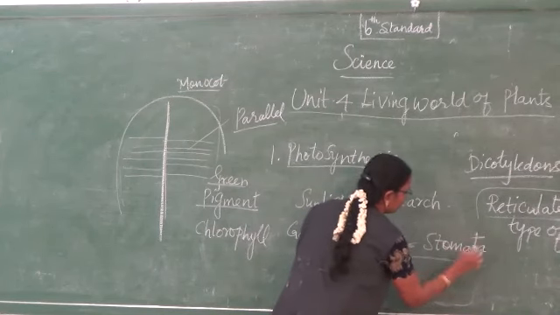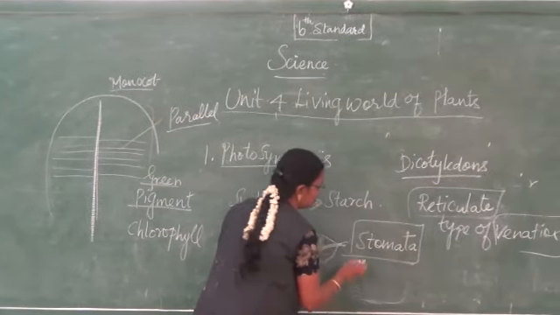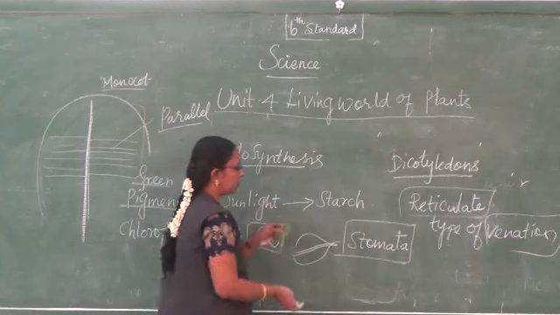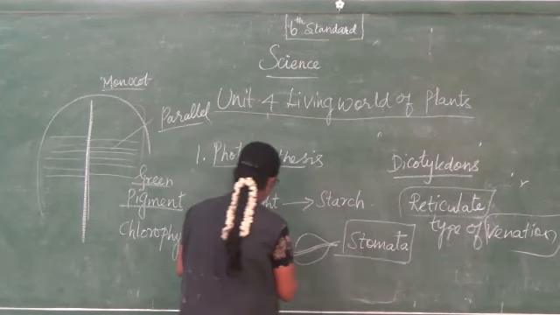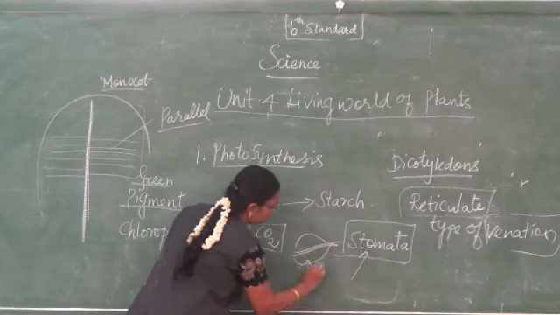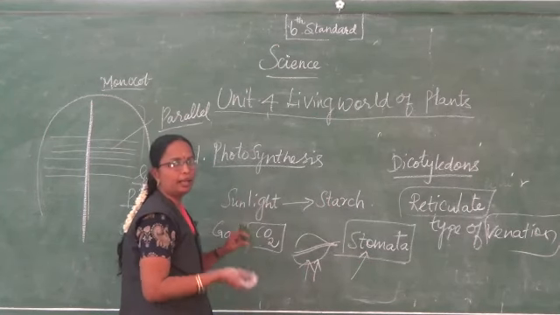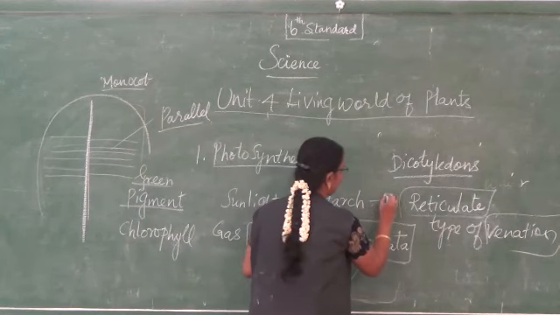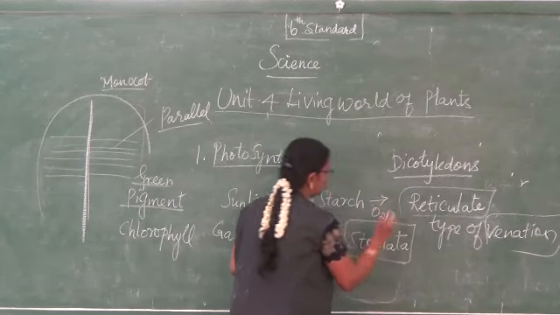The stomata cannot be seen through our eyes. With the help of a microscope, we can see the stomata. Through the stomata, the gas carbon dioxide enters into the leaves. And then after preparation of the food, what are they doing? They are releasing oxygen. What are we breathing?